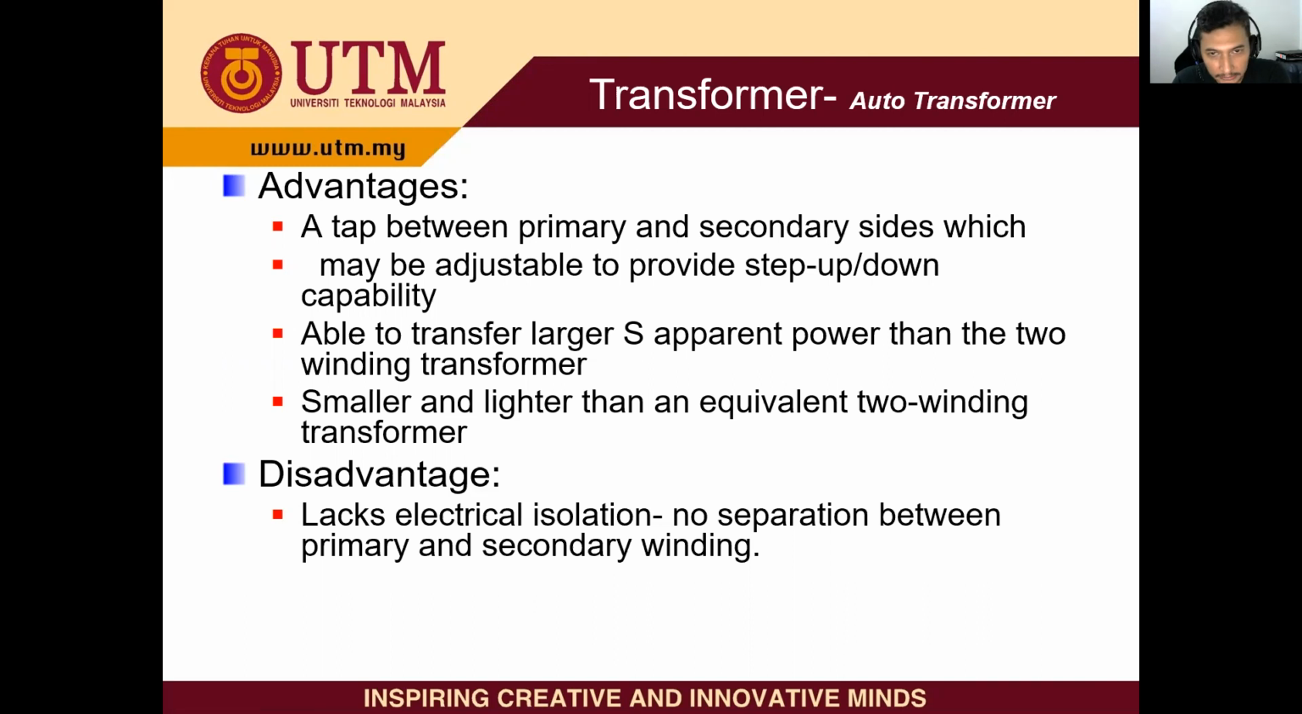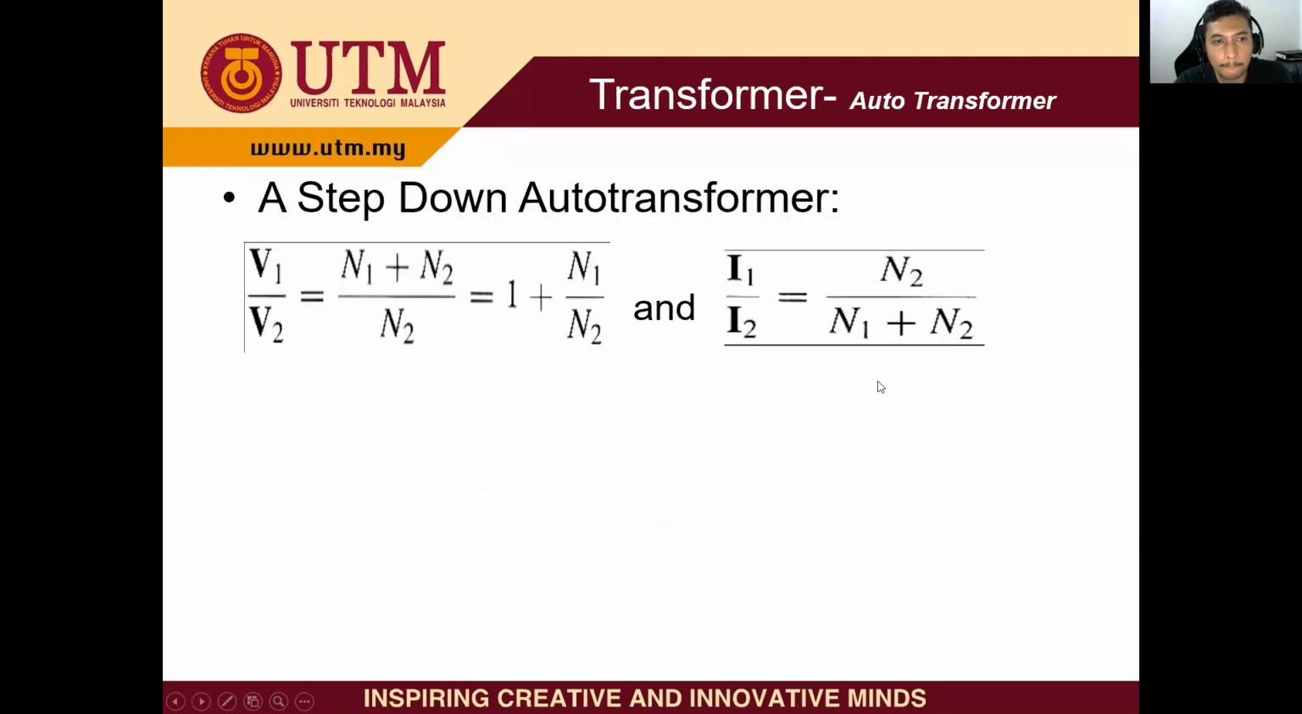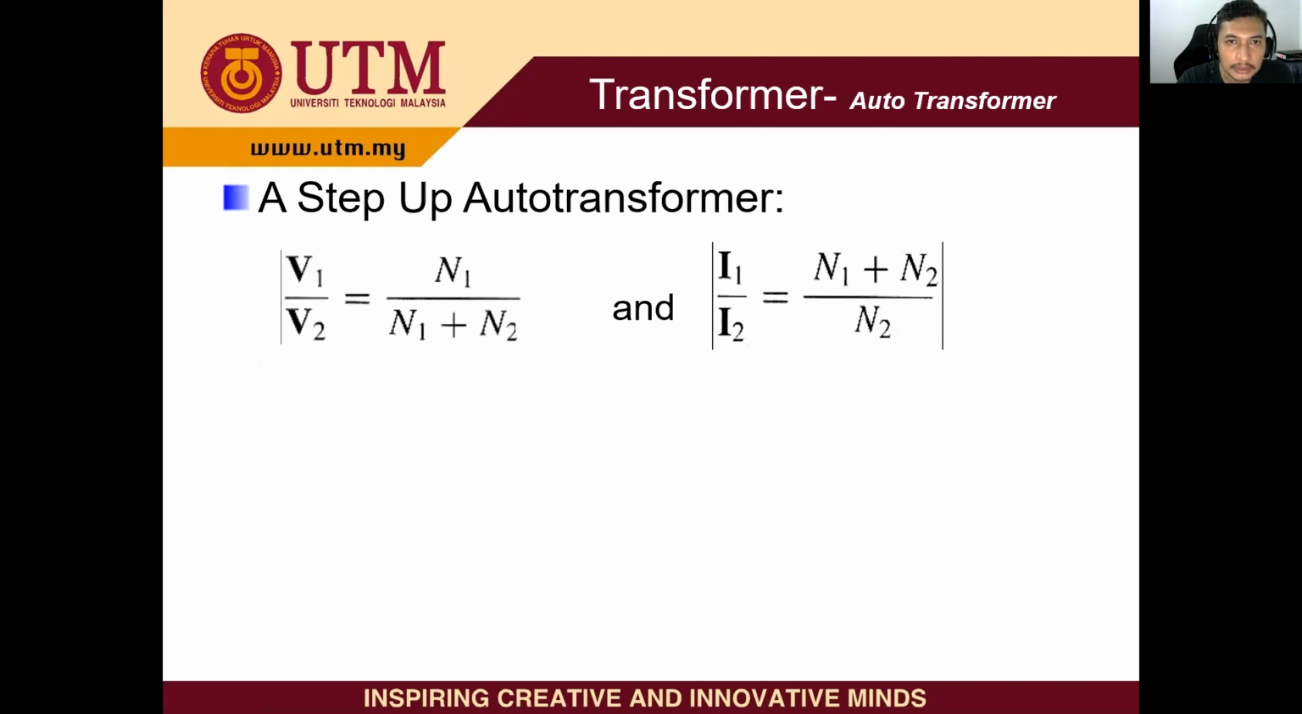The disadvantage of this auto transformer is that it lacks electrical isolation, because there is a physical connection between the primary and secondary winding. So this is the relationship between the voltage and the number of turns. This is for the step down auto transformer. And this one is the equation for the step up auto transformer.